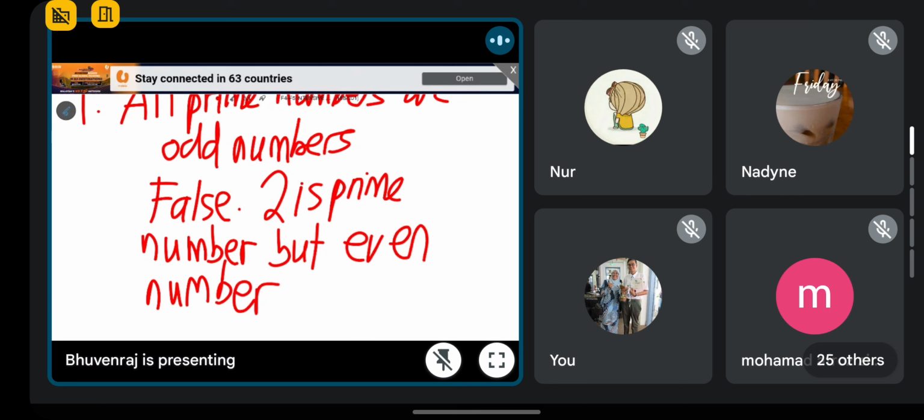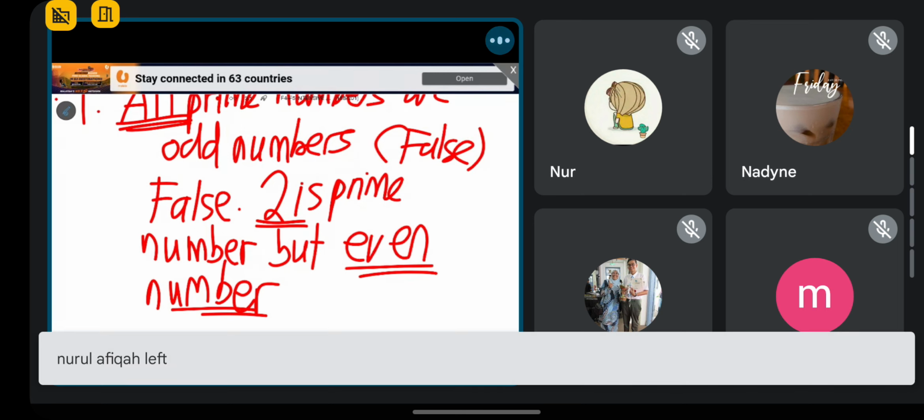0, 2, 4, 6, 8. Continue. All of this is even number. Nombor genap. 1, 3, 5, 7, 9. Odd number. Nombor ganjil. Okay, so here they use the word all. All prime numbers are odd numbers. Bukanlah, because 2 is prime number but is an even number. Means this statement adalah palsu. False.